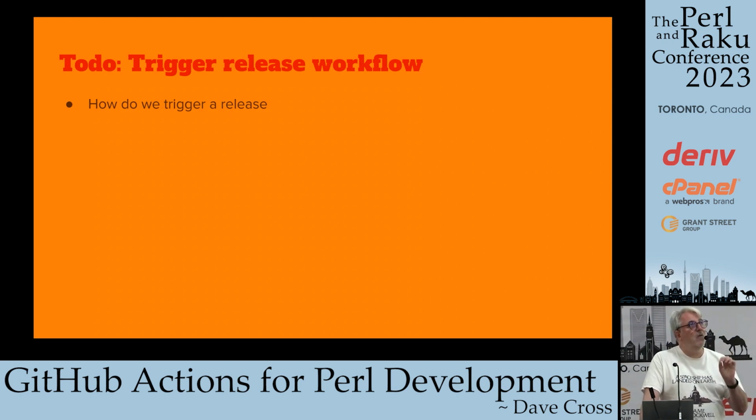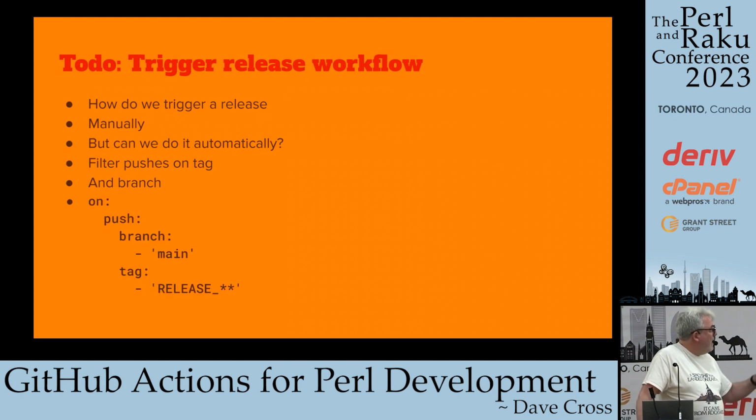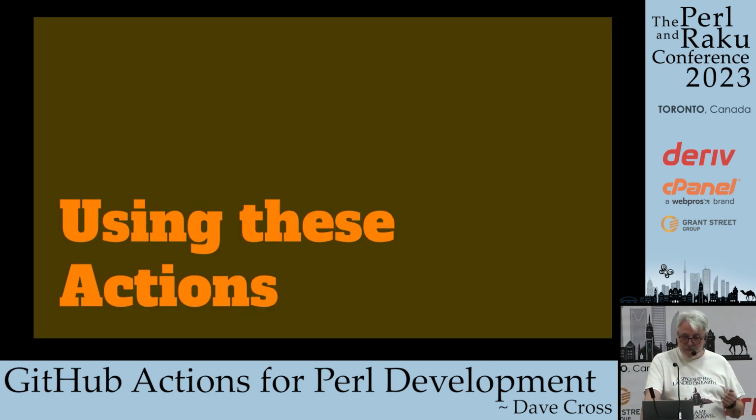And we also want to be able to release, we need to know how we're going to trigger that release. Now, we could do it manually with a button, but we can also do it automatically, I think, and again, this is something that I'm working on. And we can filter the pushes on a tag and a branch and say, if you push something to the main branch and it's got a tag that's the release, then run through the release procedure. So that's how I think I'm going to be doing that.